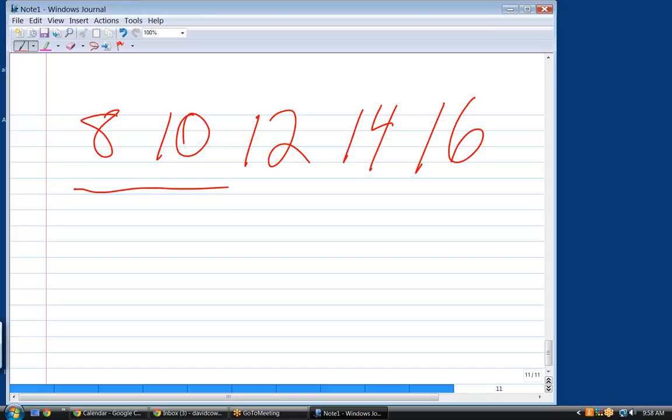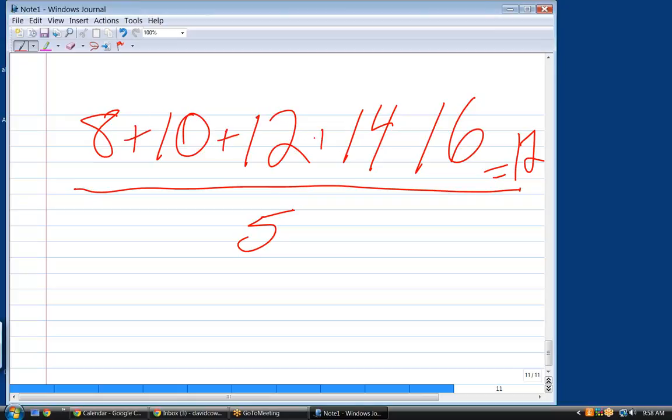Remember what the definition is. If I divide that by 5 and it's equal to 12, then what's the sum of those numbers? That's the definition as to how I would figure out the average. I would add all 5 numbers up, divide by 5, and I get 12. Therefore, what's the sum of those 5 numbers? Solve this equation, get rid of the 5 in the denominator.